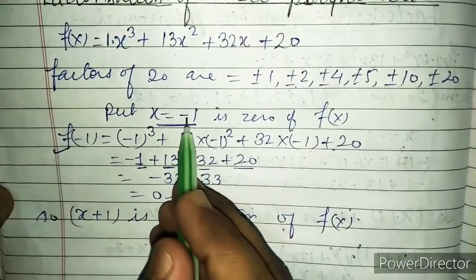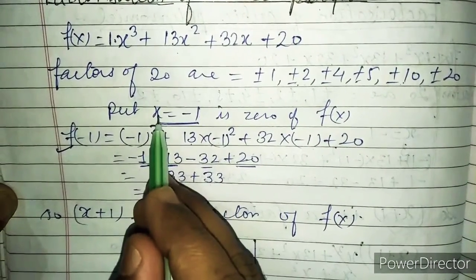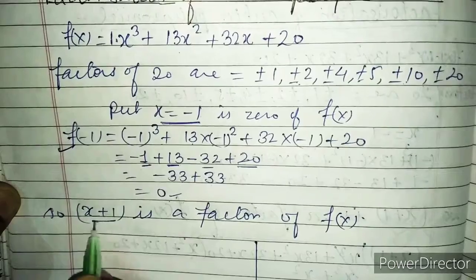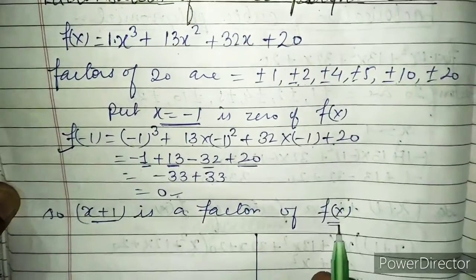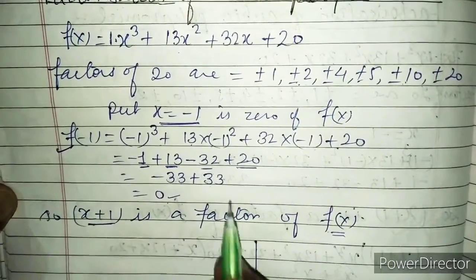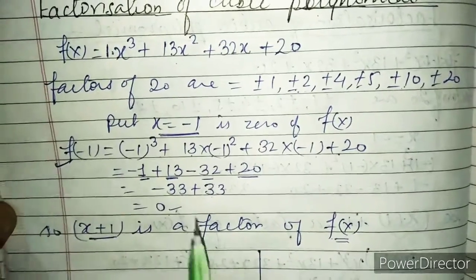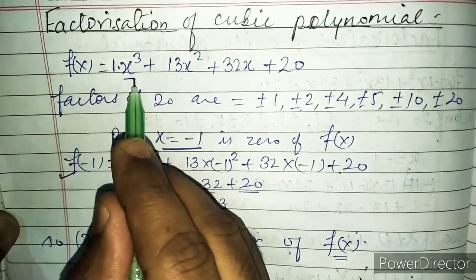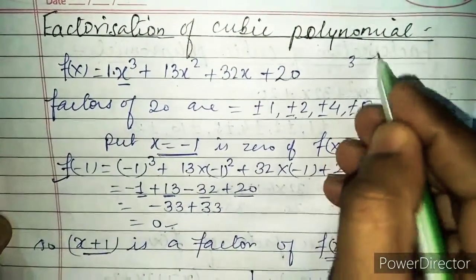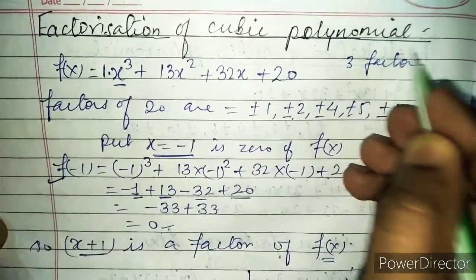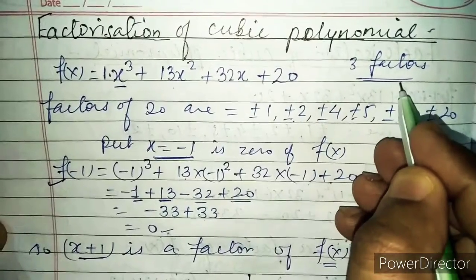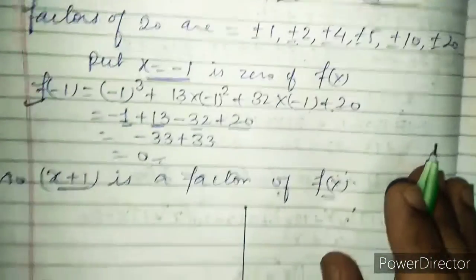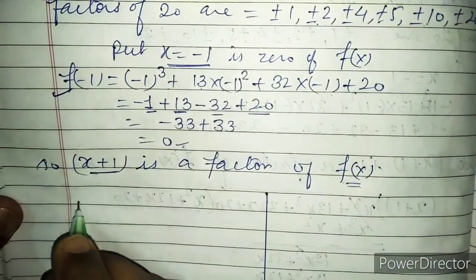In the same way, if we take x minus 1 on the left side, it will become x plus 1. x plus 1 is a factor of f(x). Now to find the rest of the two factors, since it is a cubic polynomial, it will always have three factors. So to find the remaining two factors, what you have to do is write the first factor three times.